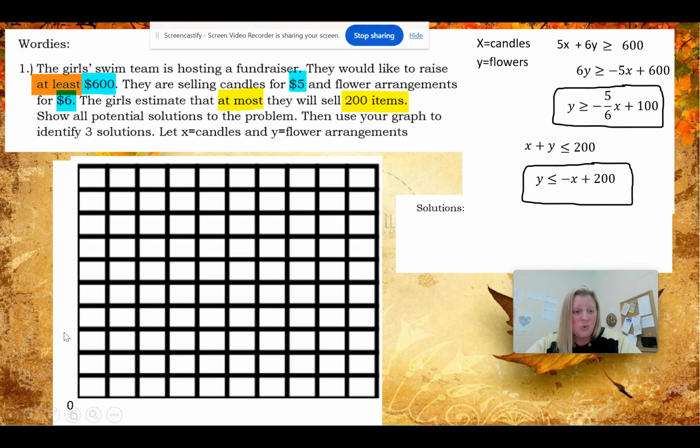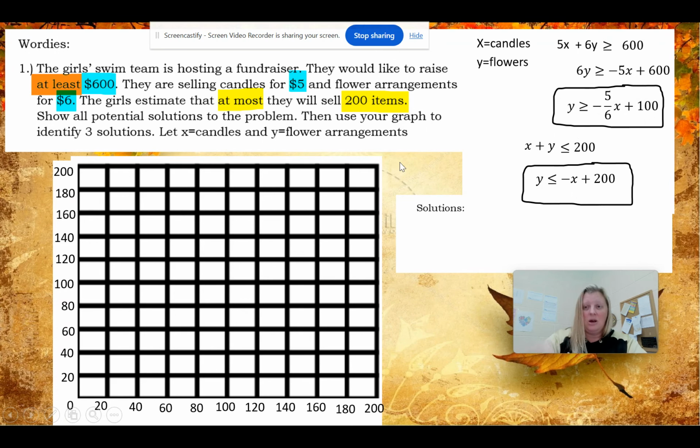And if you count by 20s, actually, that does the job perfect. You get right up to 200, and it's going to be a nice spread out graph. So you want to go ahead and scale that, and then we're going to graph both lines. I'm going to go ahead and graph this one in red, and I'll graph the other one in black. We're going to start at 100. We're going to go down 5 spaces, 1, 2, 3, 4, 5, and over 6. It's underlined, so solid.